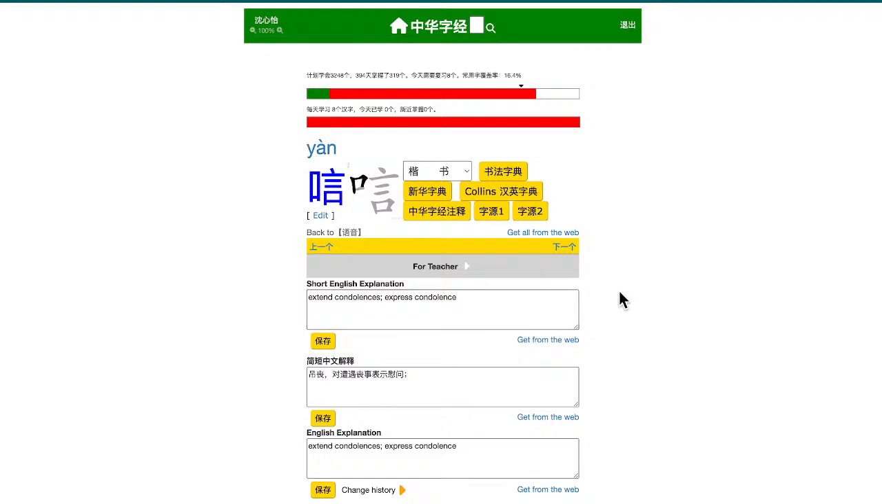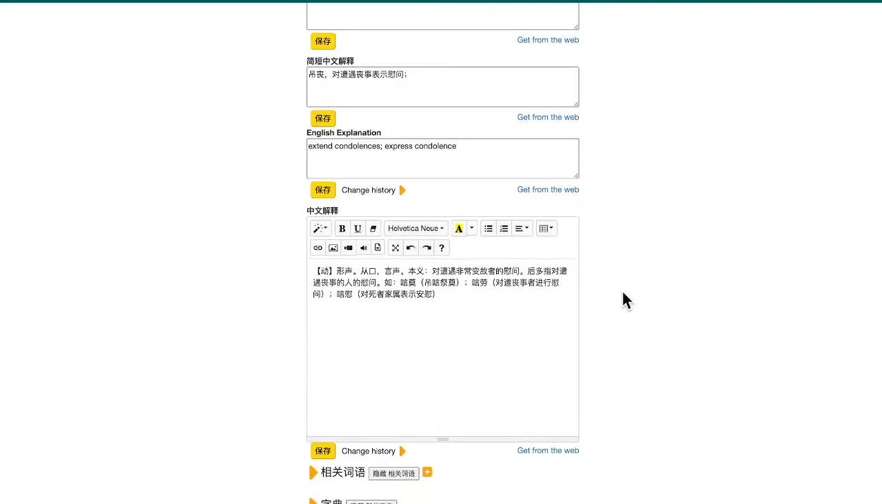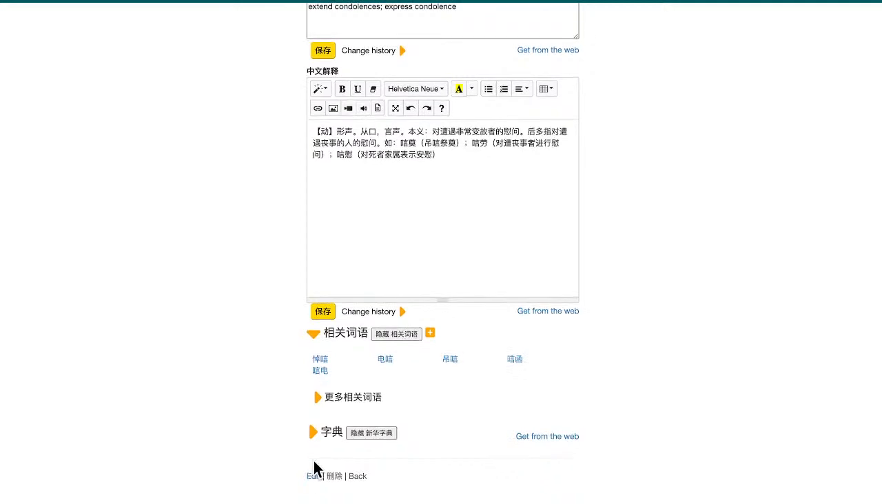Okay, so next one is 唁. 唁 means extend condolences, express condolences. 这叫唁. For example, 唁电, 唁劳, 唁慰. This is all express a condolence. And 电唁, 吊唁. It's send, express condolences through telegraph, through electronic mail, through sending a letter. Okay, 唁电, yeah, 唁函, that means you express condolences through mail.